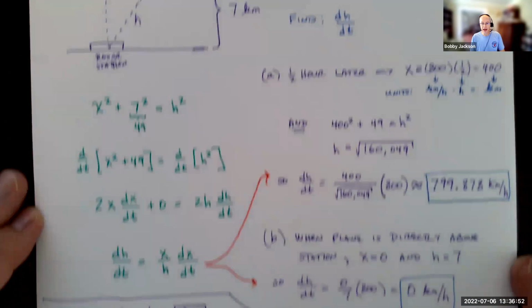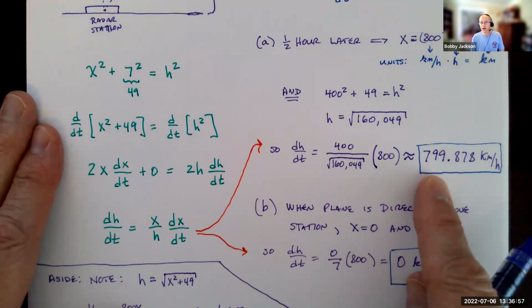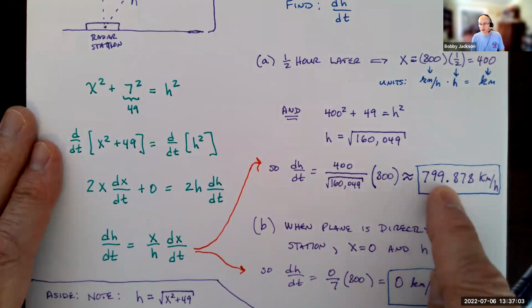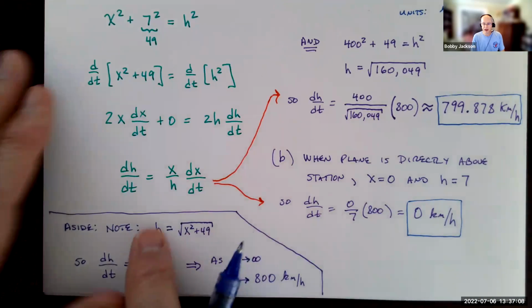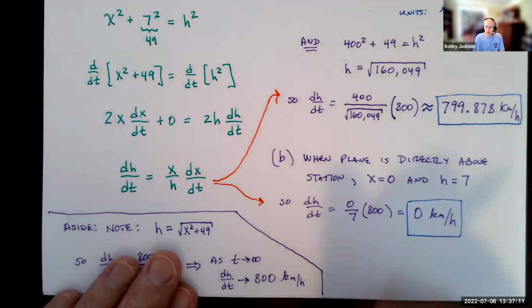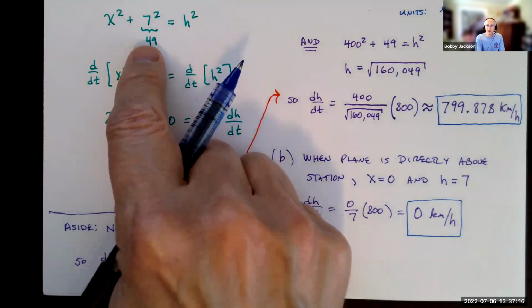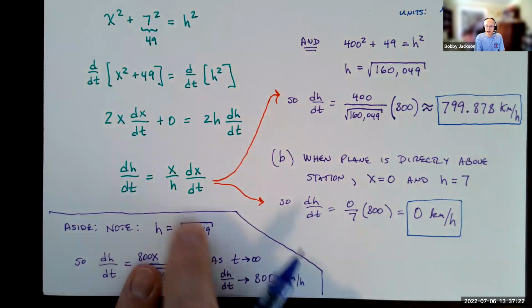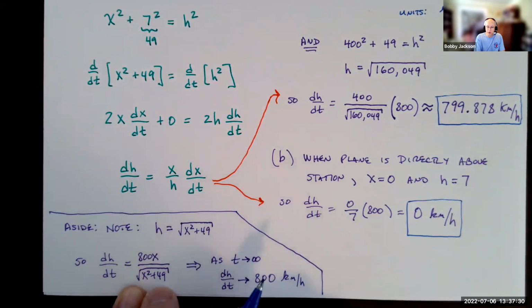I also wanted to look at, it's kind of interesting that half an hour later, here's this rate of change of the distance from the plane to the radar station, and that's pretty darn close. Really, rounding off to the nearest kilometer per hour, that's exactly the speed of the airplane. So what's going on there? Well, a little aside here, so that's the end of the problem, but if you come up here and you solve for h, notice if I take the square root of both sides, I get h is the square root of x squared plus 49 from this equation. And if I replace h with that, and dx/dt, remember, was 800, I have 800 times x divided by h, which I'm replacing with this.